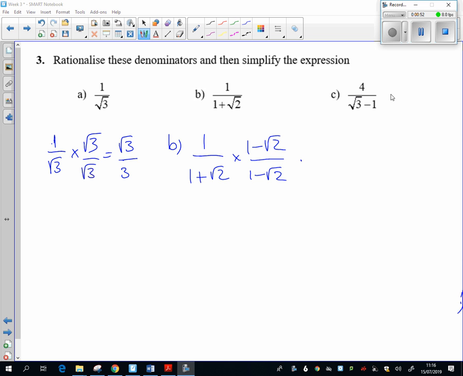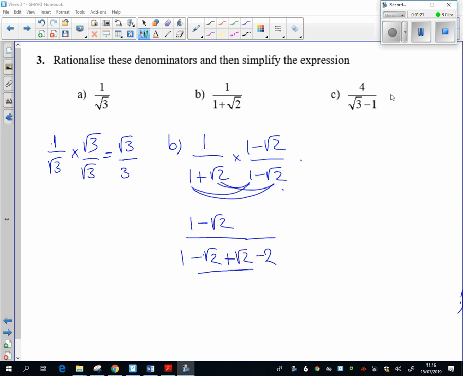So numerator for this one is just going to be 1 multiplied by 1 minus root 2. And then in the denominator, I've got 1 multiplied by 1. I've got 1 multiplied by minus root 2. I've got root 2 multiplied by 1. And I've got root 2 multiplied by minus root 2. And what's happened here, those two middle terms are going to cancel. That's always going to happen. That's why we choose to multiply through this in the first place.